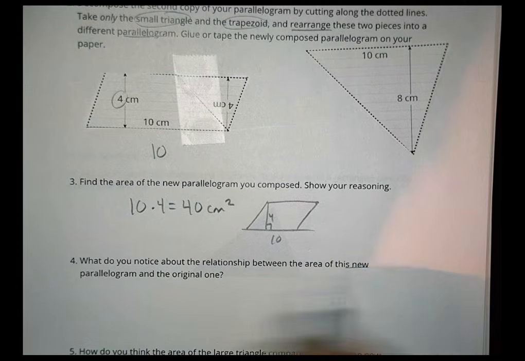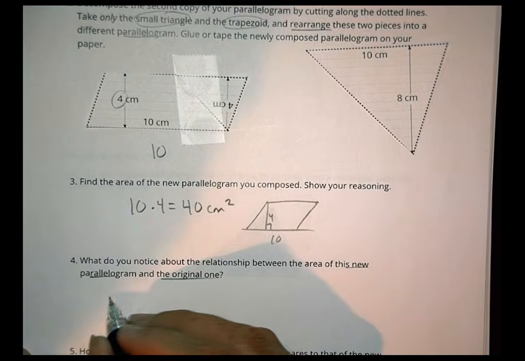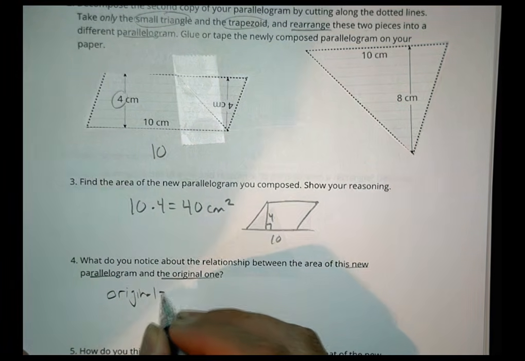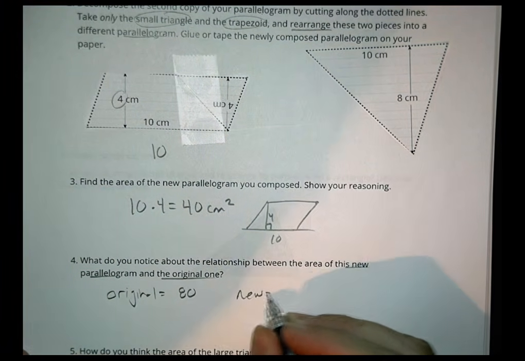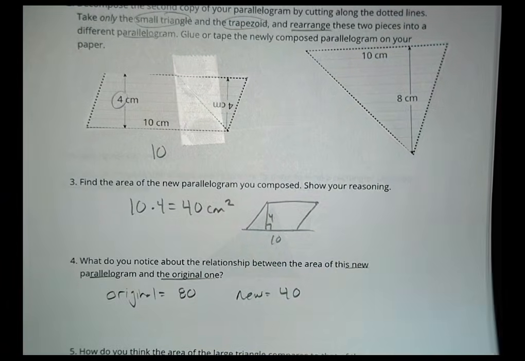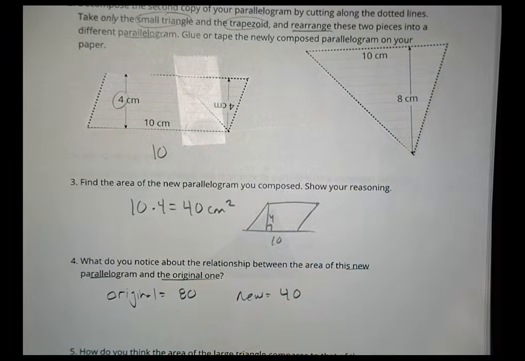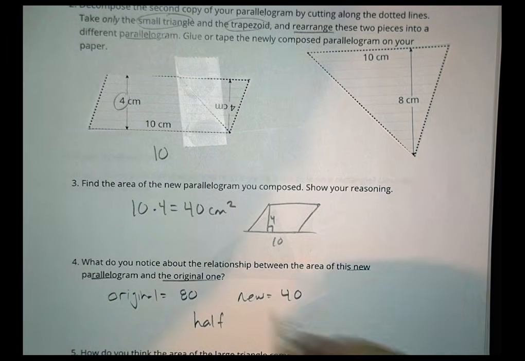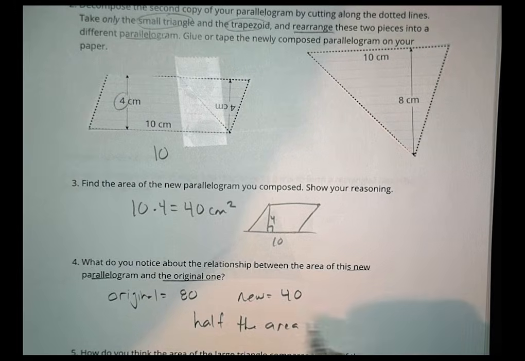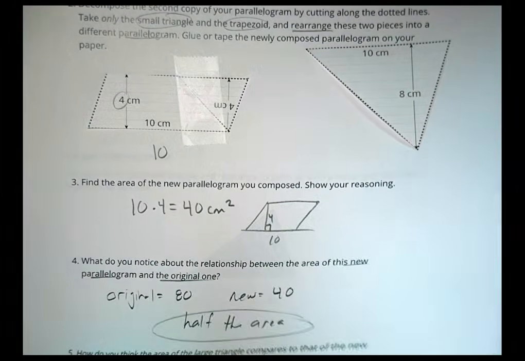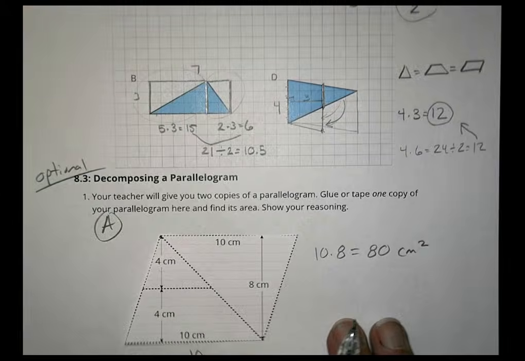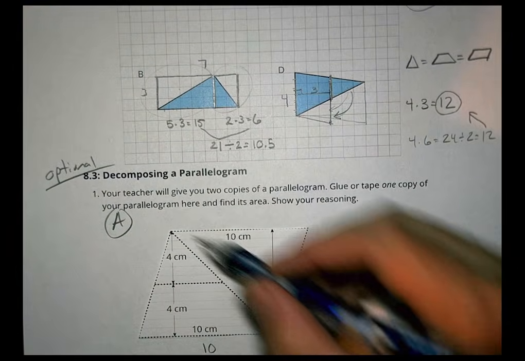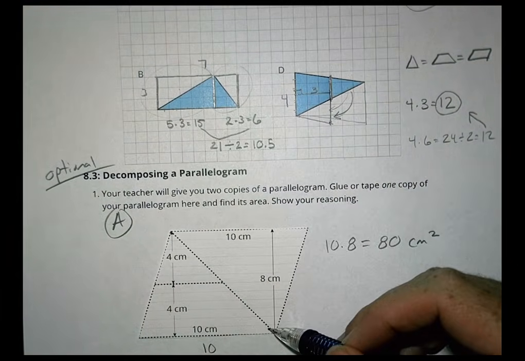Alright, what do you notice about the relationship between the area of this new parallelogram and the original? Okay, well, our original equaled 80. Our new one equals 40. So what we notice is that it is half, right? It's half the area. We've cut it in half essentially. And if you think about it, what did we do back over here with A? We took the parallelogram and we cut it in half. That's exactly what we did, so the area should be half.